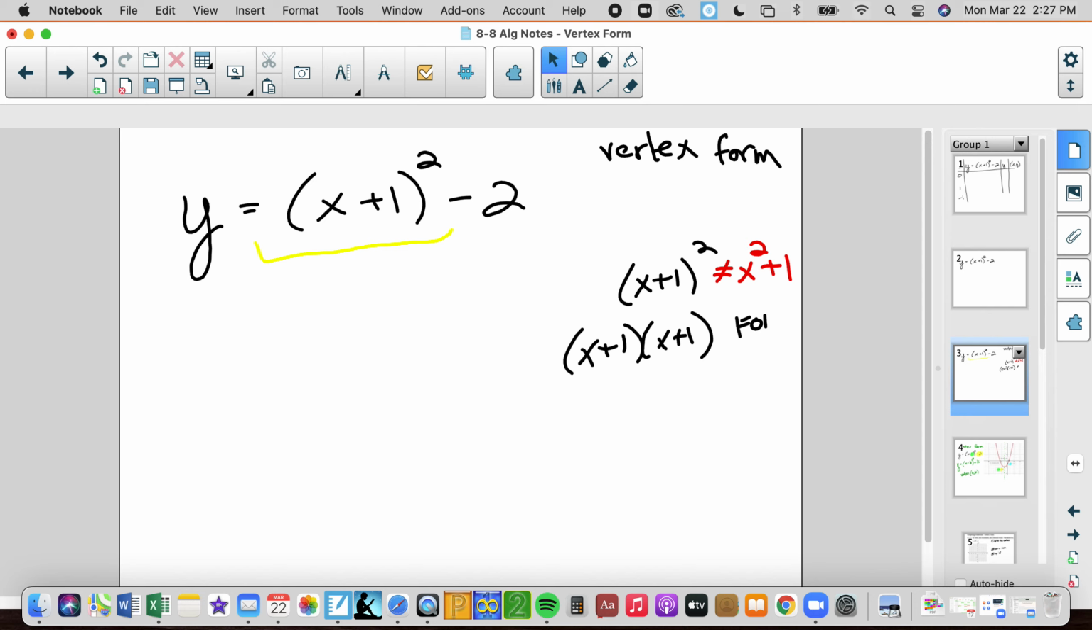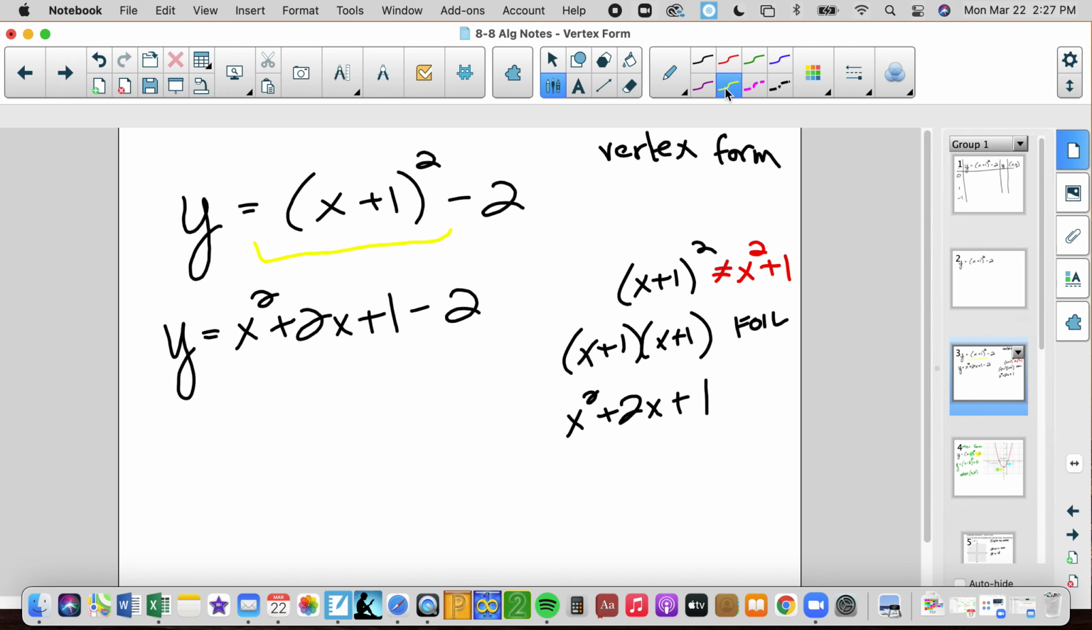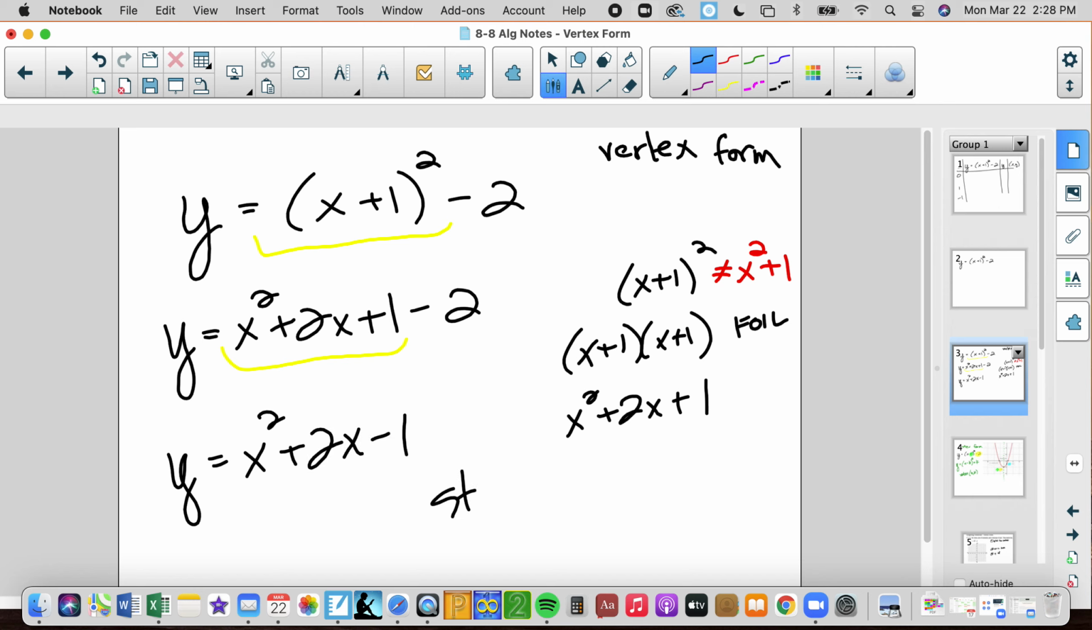Now we would use FOIL, first, outer, inner, last, and we would distribute, and we'd get x squared plus 2x plus 1. My hope is that you are able to do that mentally. Whenever our x's have a coefficient of 1, we can do FOIL mentally. So that goes into the equation. Now it becomes y equals x squared plus 2x plus 1 minus 2. We filled in this for this piece. And now we can combine like terms. We have +1 and -2, so we can continue to simplify. We get y equals x squared plus 2x minus 1. Now that's in standard form.